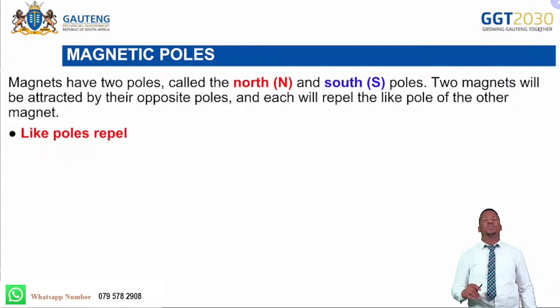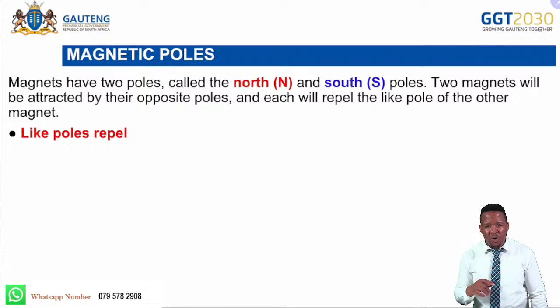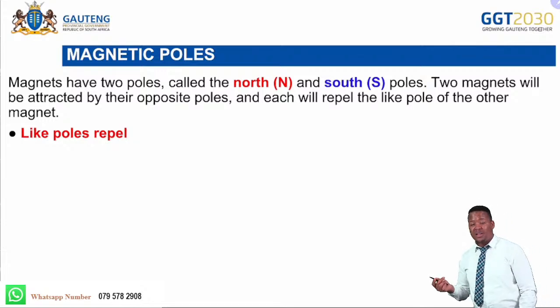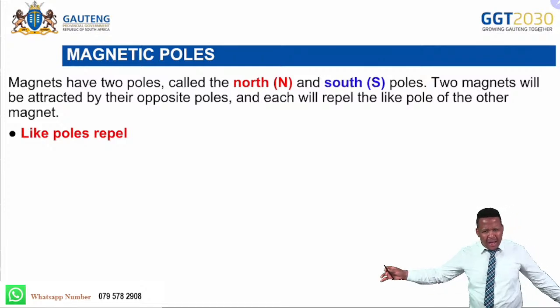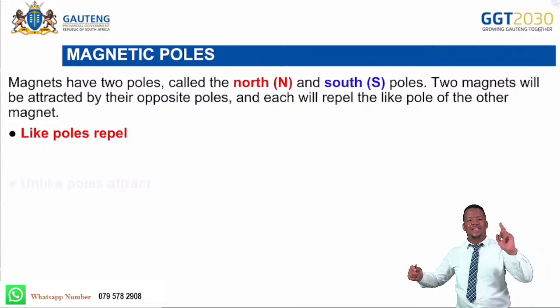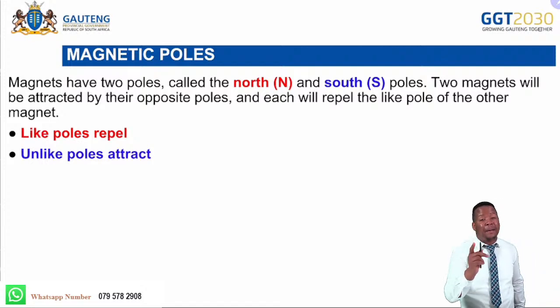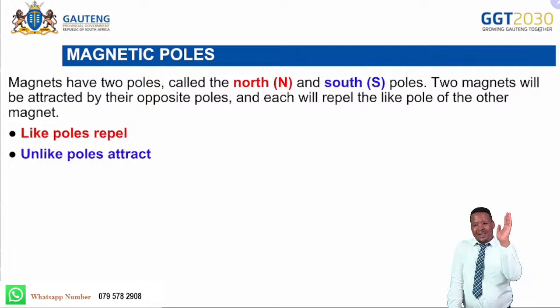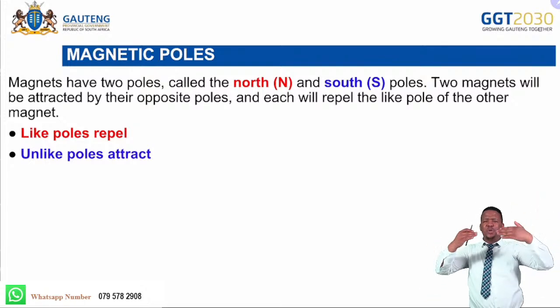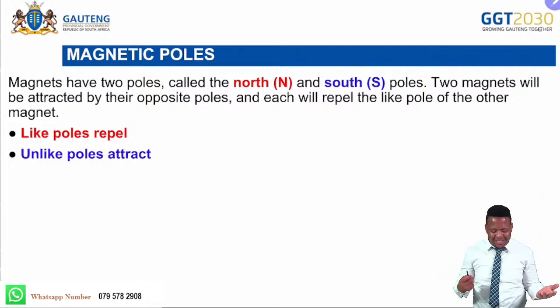What do we mean by that? We are simply saying the like poles, north and north, will repel. South and south, they will repel, right? So the like poles repel, and the unlike poles attract. North and south will attract, right? They will come together. They will attract each other.